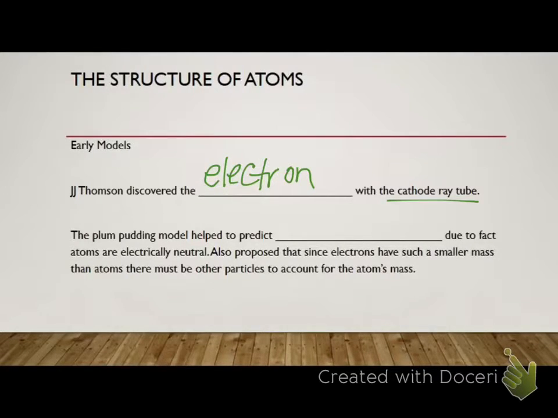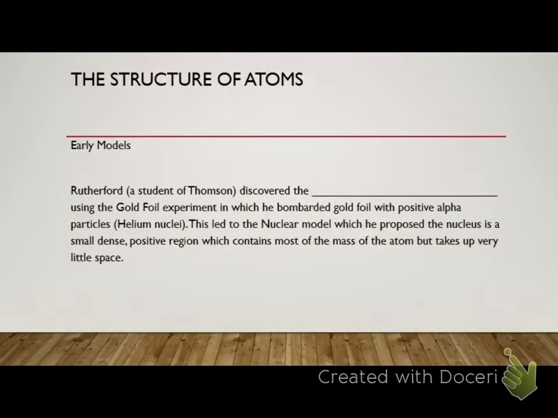The plum pudding model was used to predict protons because they knew that atoms were electrically neutral, so if it had electrons, it had to have some sort of positive charge. So it predicted protons, and it was called plum pudding because they drew it kind of like this, with tiny little electrons floating around in a sea of protons that were positive. Okay.